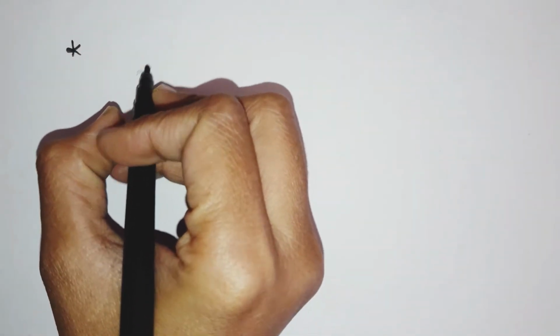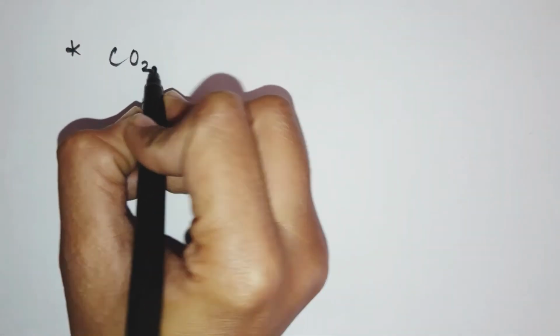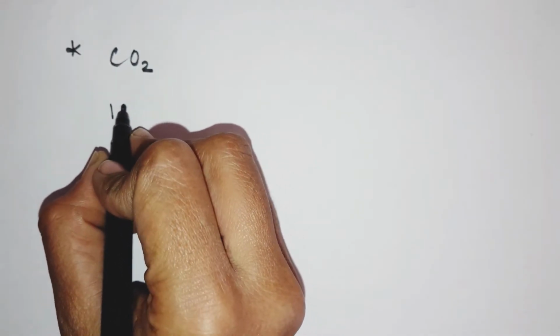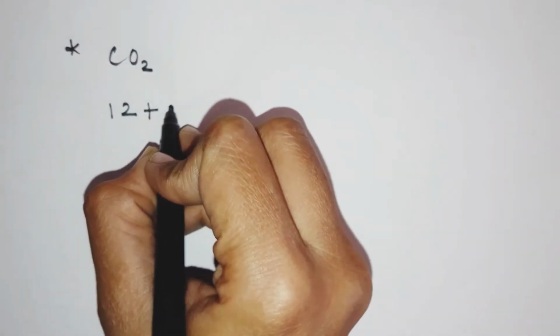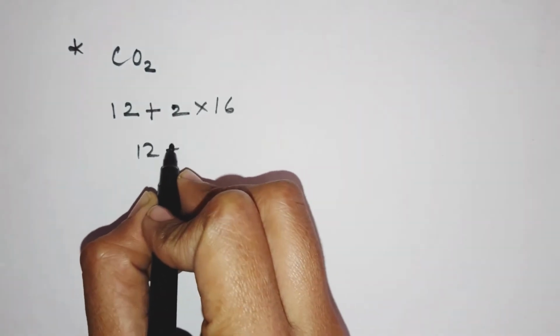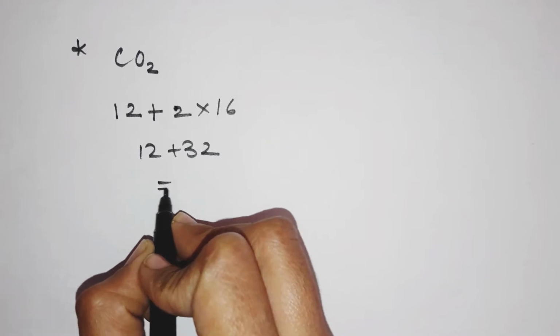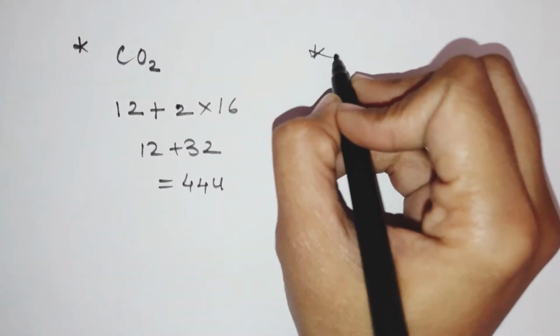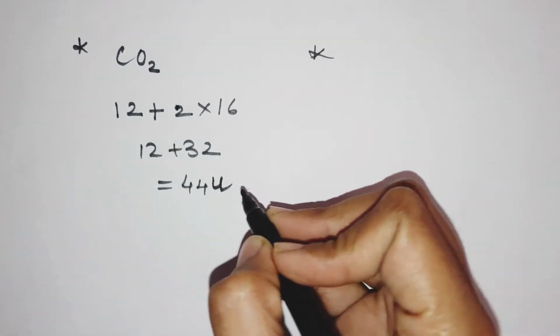Now if we want to calculate the molecular mass of, say, CO2, this is carbon dioxide. So carbon has an atomic mass 12 plus oxygen has an atomic mass 16. So 12 plus 32 and this will be equal to 44 U.